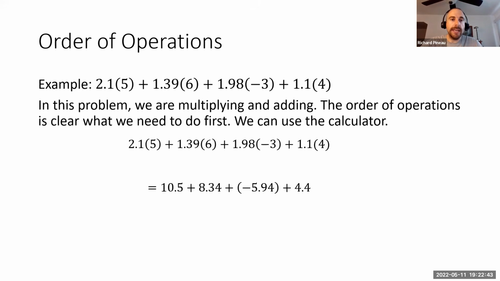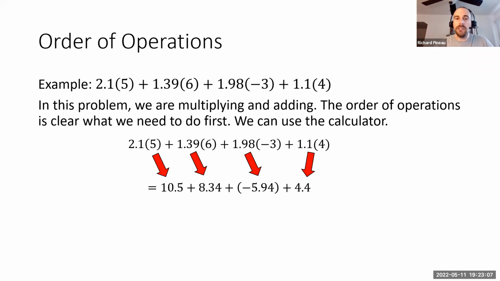Well, you take 2 times 1.5, we multiply that by 5, and you get 10.5. 1.39 times 6 is 8.34. 1.98 times -3. Did you all see the negative there? Be careful. You've got to watch your signs. That's why that -5.94 is in parentheses. Be careful. 1.1 times 4 is 4.4.